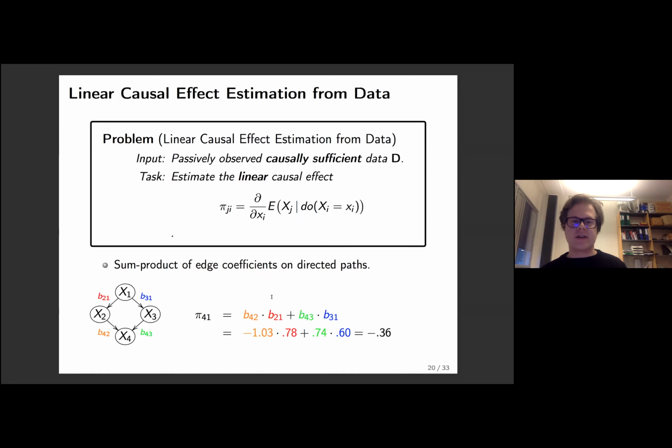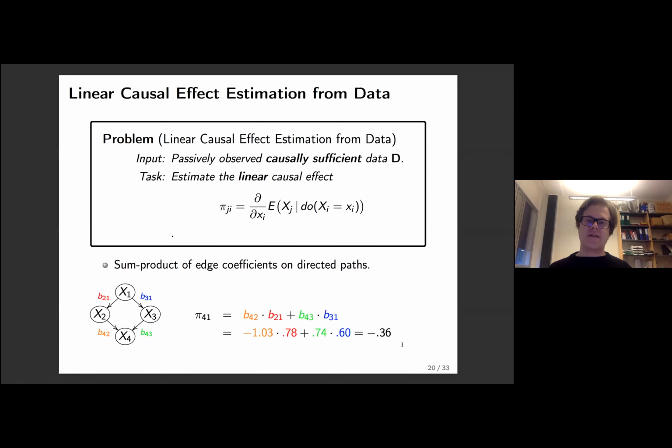This formula might be a little bit complicated, but the idea is that this is the regression coefficient of the cause variable on the effect if the effect variable is intervened on. And if you look at the Bayesian network with linear Gaussian conditional probability distributions, which imply these certain coefficients for the edges, the causal effect is a sum product of edge coefficients on the directed paths. So for example, for this DAG, the causal effect would be this sum product, which evaluates to minus 0.36.